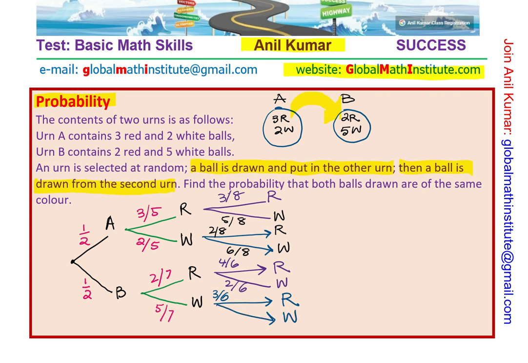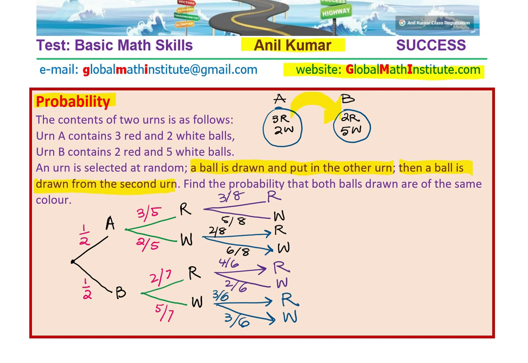Another white added, so that is also 3 now. So that is also 3 out of 6. Correct? Because now, once you add a white to urn A, total number will be 3 red, 3 white. So probability is 3 by 6, 3 by 6. So that becomes a tree diagram.